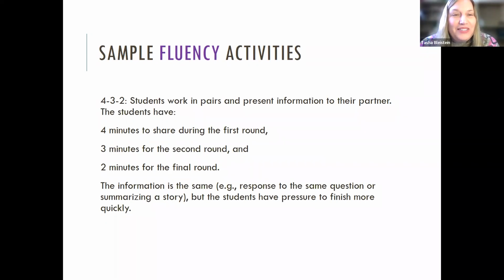fun fluency activity. It's called 432. So whatever they're talking about, and you can reduce this. It could be 1 minute, 45 seconds, 30 seconds, because really low-level learners cannot speak for 4 minutes. But they have the first partner and they share an answer to a question in 4 minutes. The next partner, 3 minutes. The next partner, 2 minutes. So there's just that little bit of pressure to finish more quickly.